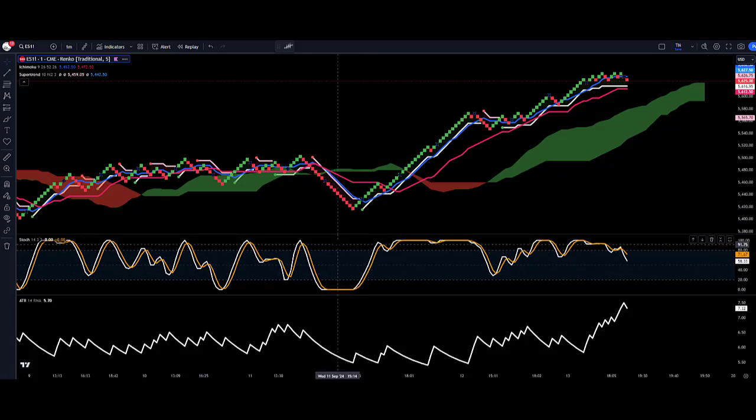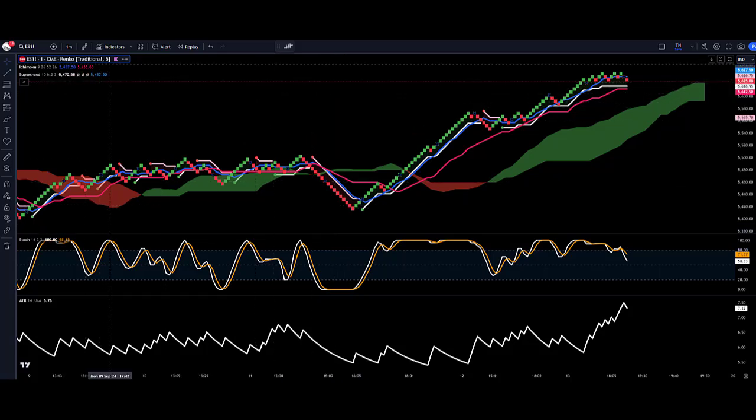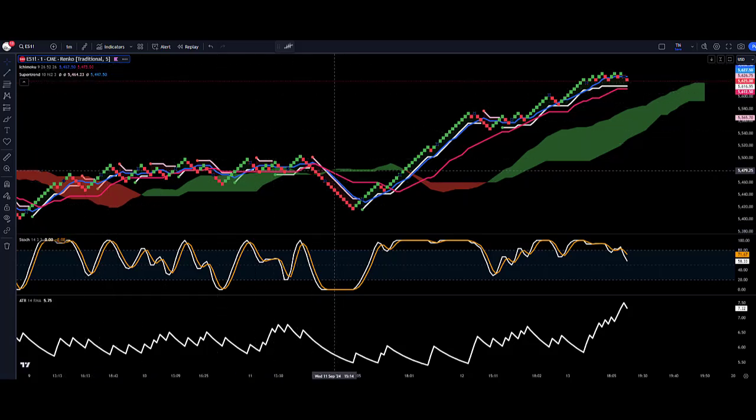So you can basically tune this strategy to be as quick or as slow as you like. You could go faster than the 5 block size here if you really wanted to.